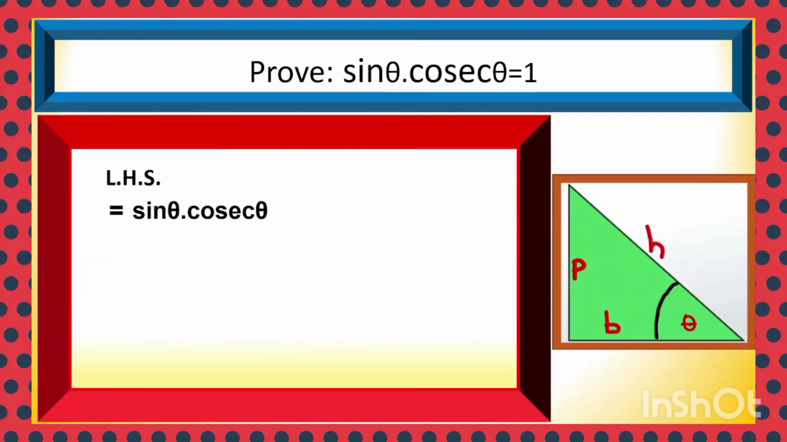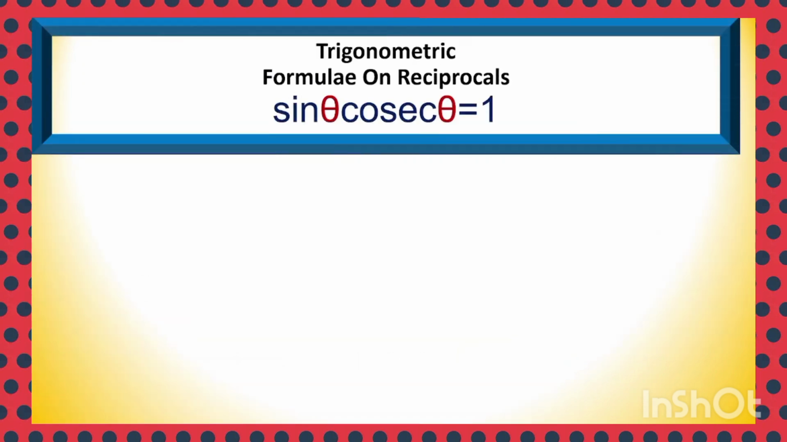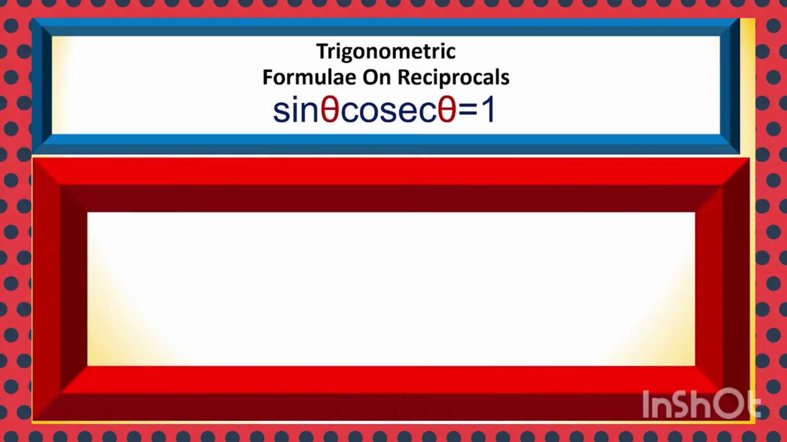Sin theta into cosec theta. You know sin theta is p by h, cosec theta is h by p. So here it can be cancelled and you get the product as 1. Thus sin theta into cosec theta is equal to 1. One of the vital concepts, a basic concept.